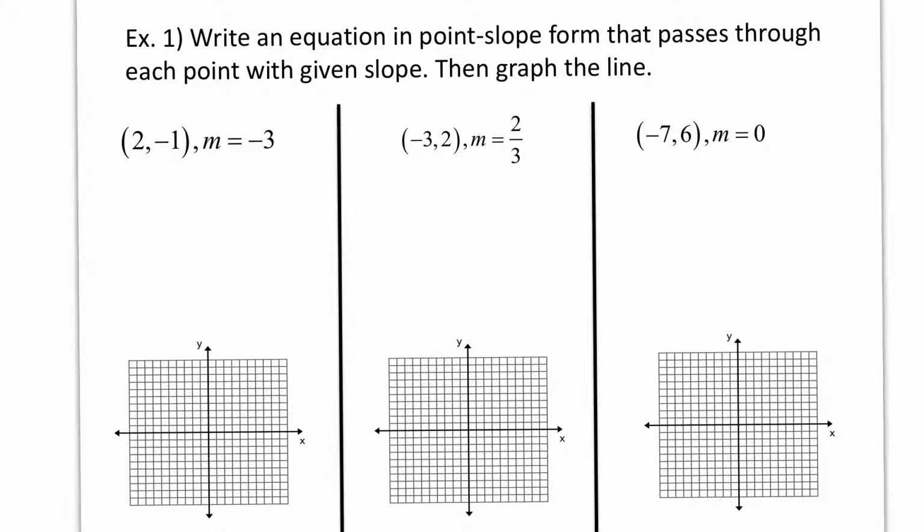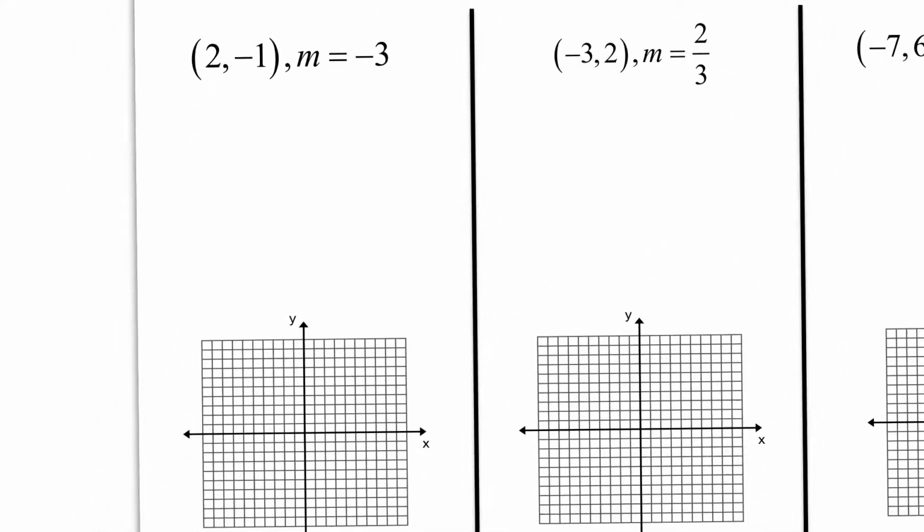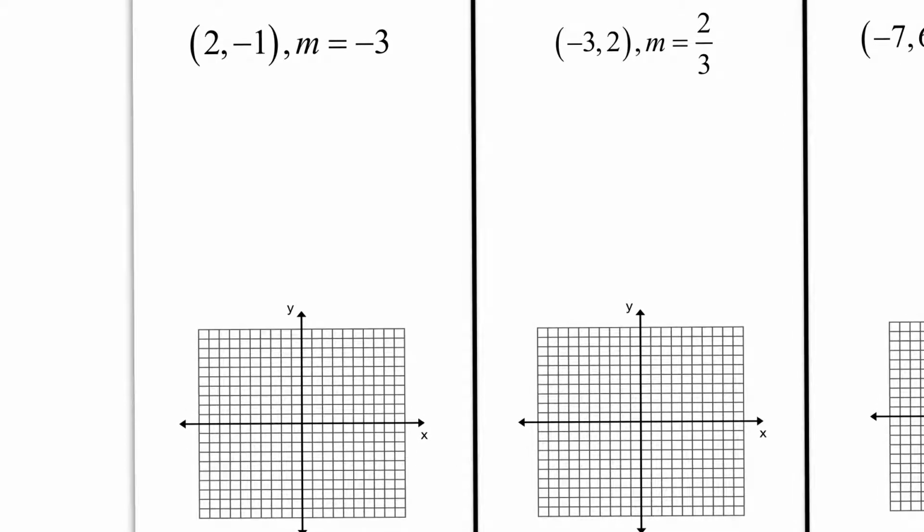So let's go ahead and look at example number 1 here. We have a point. It's already given to us, 2, negative 1. So that point is on the line. So we know the line is going to cross that point at 2, negative 1. So I'm just going to graph it so you understand what's happening and what's going to happen in the graph. So 2, negative 1, when I go 2 to the right, 1 down, is right here.